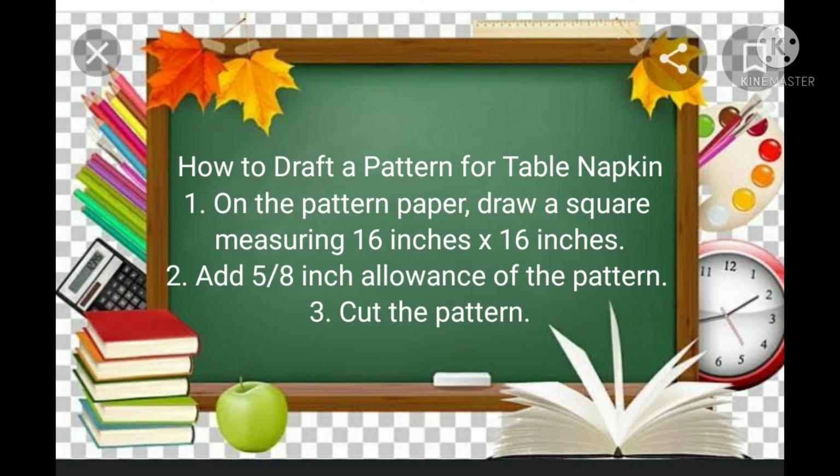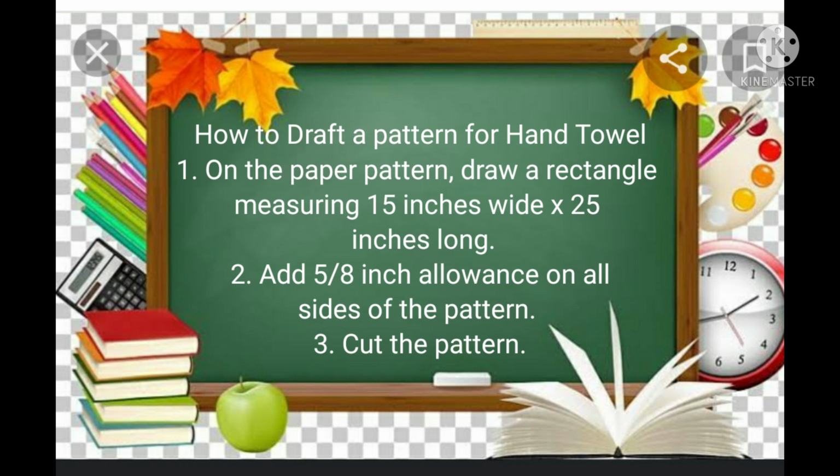How to draft a pattern for a table napkin. First, on the pattern paper, draw a square measuring 16 by 16 inches. Second, add 5/8 inch allowance to the pattern. And third, cut the pattern.